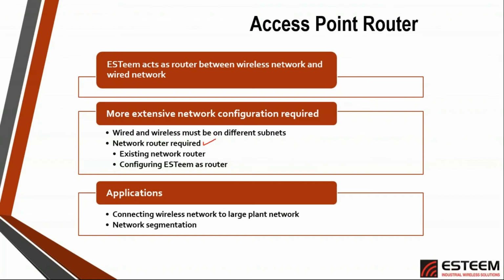The idea here, though, is there needs to be a router somewhere in the network, something that contains where the routing information is. That can be an existing router in the network. If that's the case, all you do is you point the radio at that router and it resolves the information. If that's not available, you can actually configure the ESTeem itself as a router to where you put the fixed IP addresses into the radio, and as soon as it sees the address for that remote, it will actually figure out how to get it there.